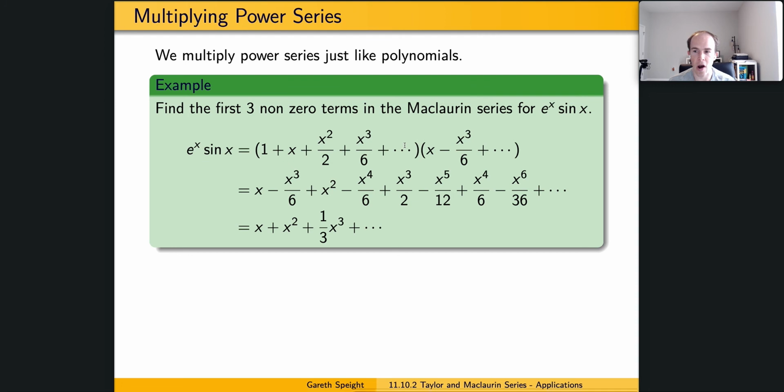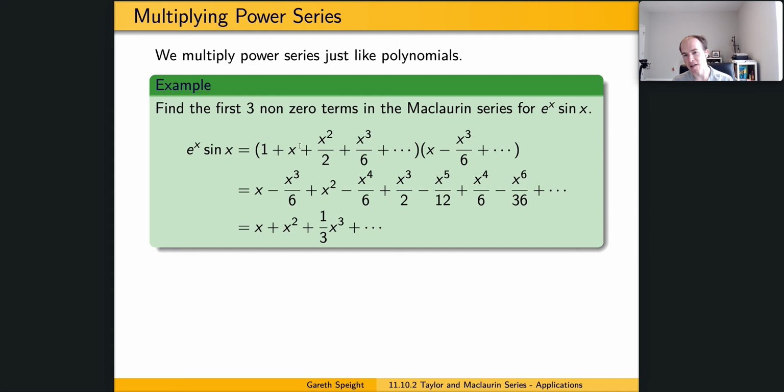Okay, let's multiply this out. Just like with polynomials, I take the 1 and multiply it by everything in the second bracket. So I have 1 times x, 1 times minus x cubed over 6, which gives us x minus x cubed over 6. And then we take the x and multiply by each term. So we get x squared minus x to the 4 divided by 6.